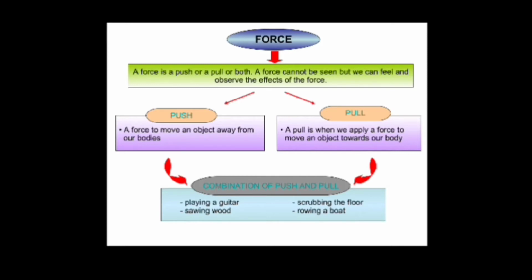We open or close a door by applying force. When we push the door to open it, then we apply a force on the door in a direction away from us. And when we pull the door to close it, then we exert a force on the door in a direction towards us. There are also different types of examples in which a combination of push and pull is seen. For example, while playing a guitar, sawing wood, scrubbing the floor, or rowing a boat.